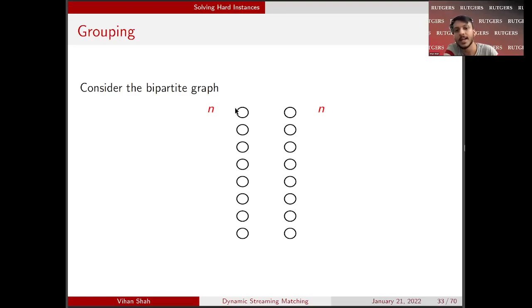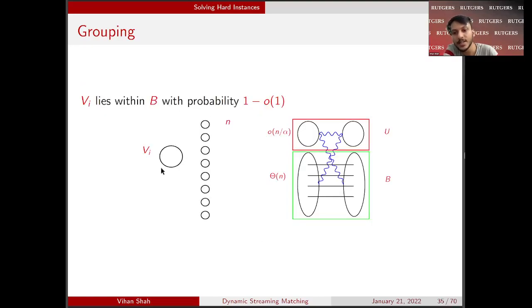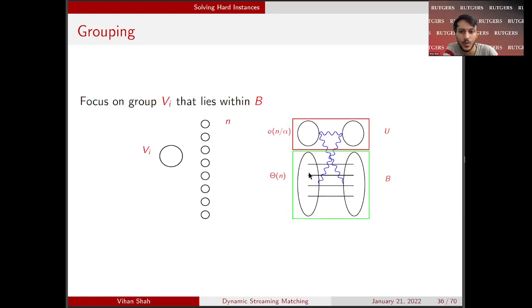We look at the left side and we try to group it into groups of size alpha, and we do this partition randomly. Then we consider any group on the left, and with high enough probability it lies completely within B. Okay, so now we focus on one such group, and you see that this group will have many edges to this red part because this is highly connected, but it has only alpha edges to this bottom part B. And this is because every vertex in this green part will have just one edge to B. So our idea is to recover one edge per group.